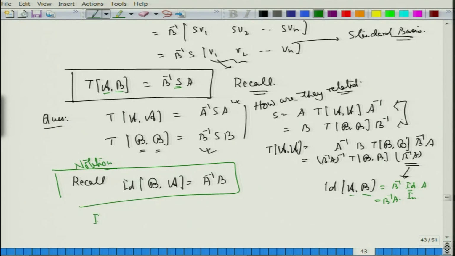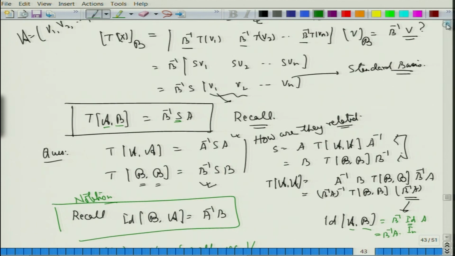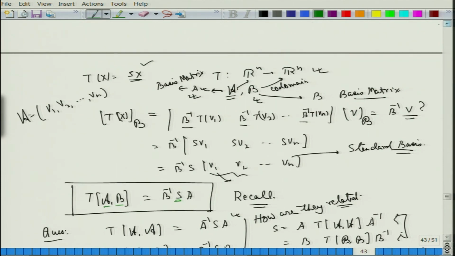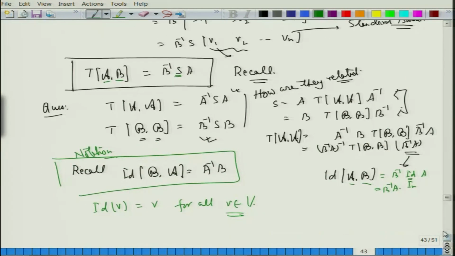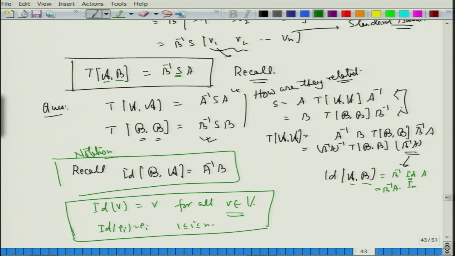So what was the identity map? Recall, identity of this vector space V was V for all V belonging to capital V. So this is what we had. Here it is Rn itself for us. So ID of Ei is Ei, for 1 less than or equal to i less than or equal to n. So it is the same map, it does not do anything. The only thing we are doing here is that we are going from basis A to the basis B.